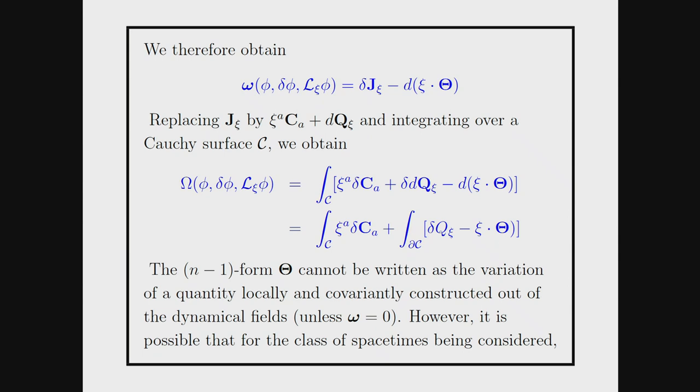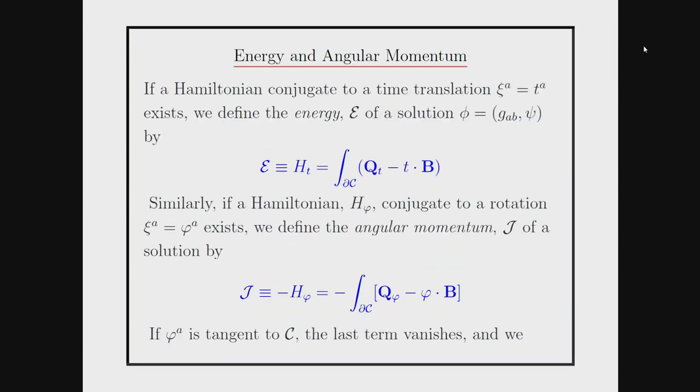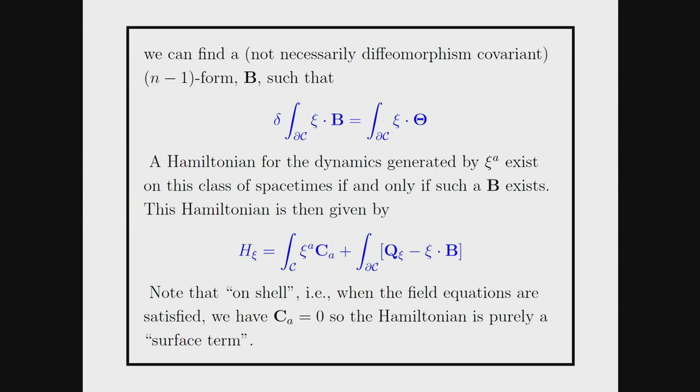But asymptotically, which is all that we care about for this, the omega can go to zero, and with asymptotic flatness boundary conditions at spatial infinity, it will go to zero, and you can pull this out. So for asymptotically flat spacetimes, or for many much more general classes of spacetimes, asymptotically anti-de Sitter will work, lots of other cases may work, you can find an object so that when you look at this asymptotically, the variation of this boundary term does give you the theta. And in that case, you have a Hamiltonian for the theory. It's pure constraint plus a surface term.